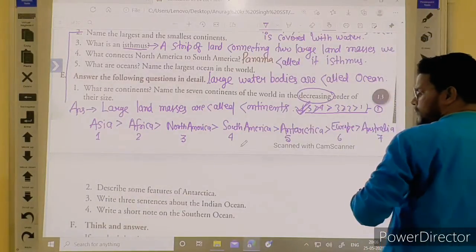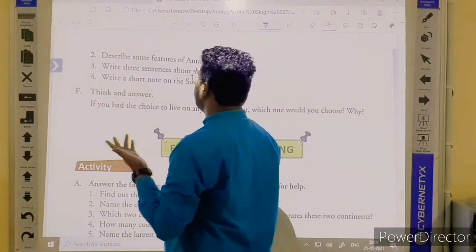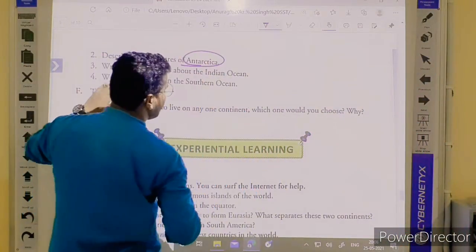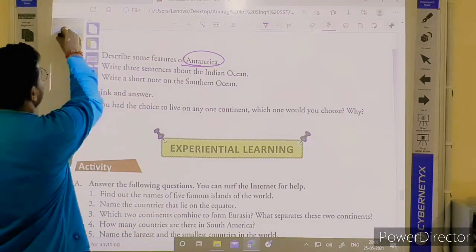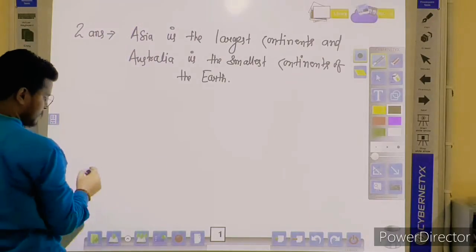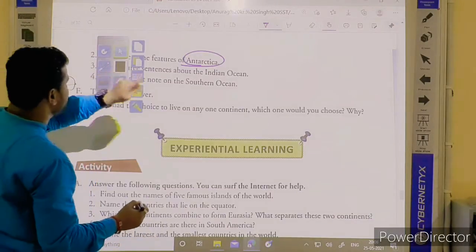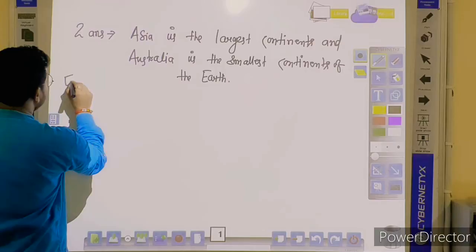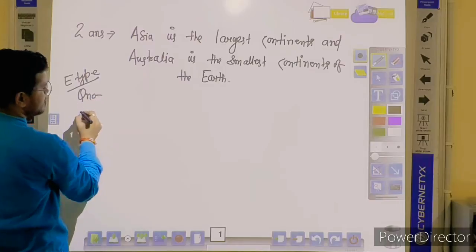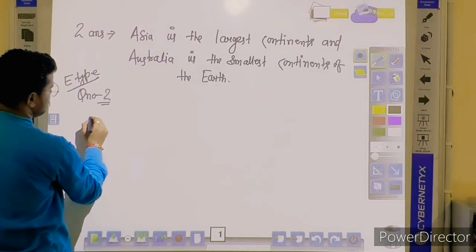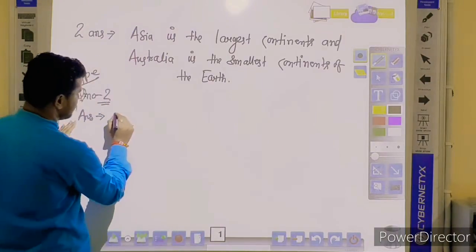Now everybody come to the second question. Describe some features of Antarctica. We have to write some features of Antarctica. Everybody now see the features of Antarctica. Write your answer here. This is the answer of E-type question number 2. Some features of Antarctica.